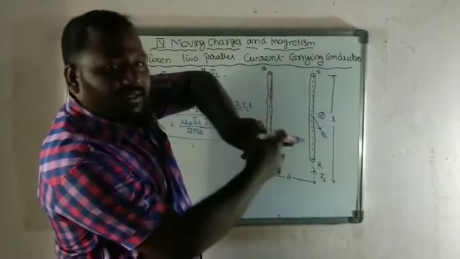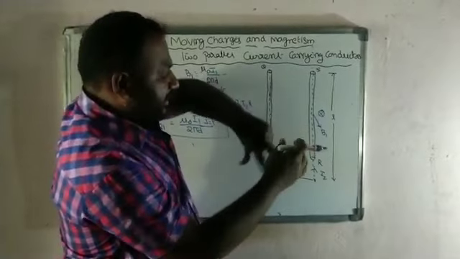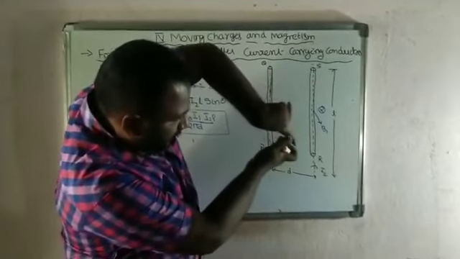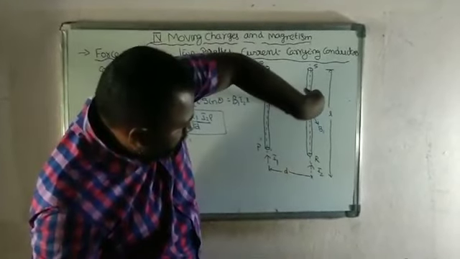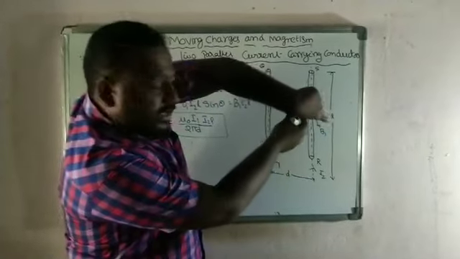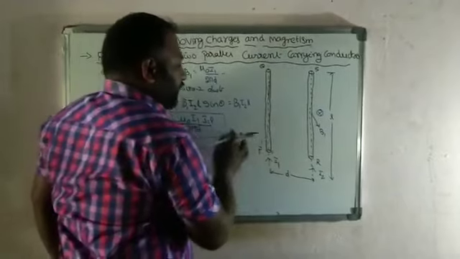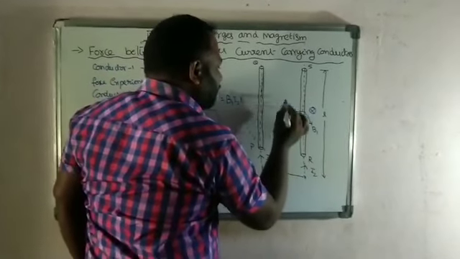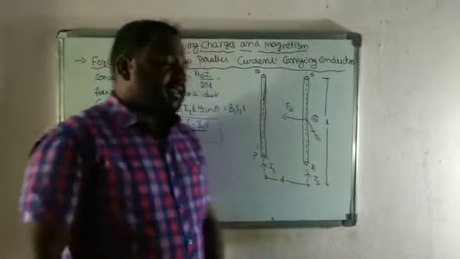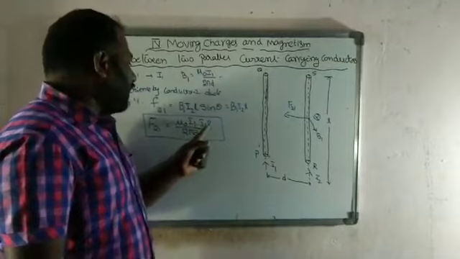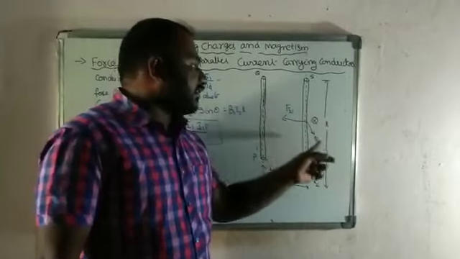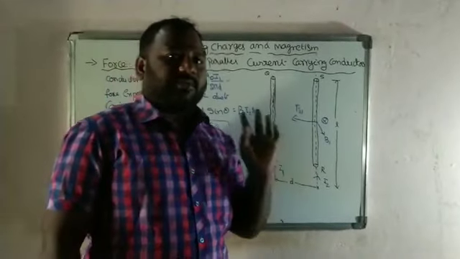Here the middle finger indicates the current direction is upward, and the forefinger indicates the field direction, that is into the board. Now what is the direction of force? Direction of force is towards the first conductor. So here the force F21 is acting towards this conductor, that is F21 is equal to mu naught I1 I2 into L by 2 pi d. This is the force acting on conductor 2 due to conductor 1.